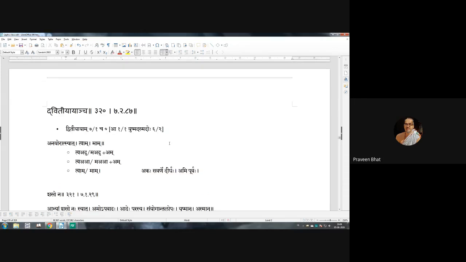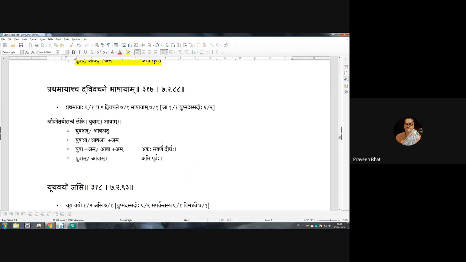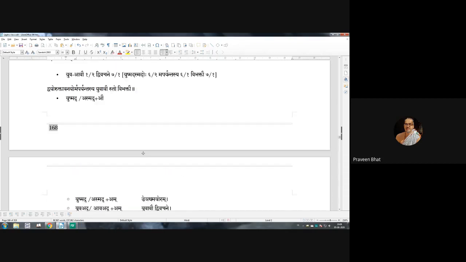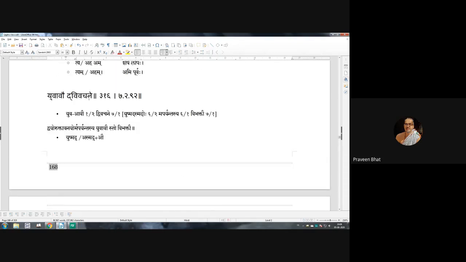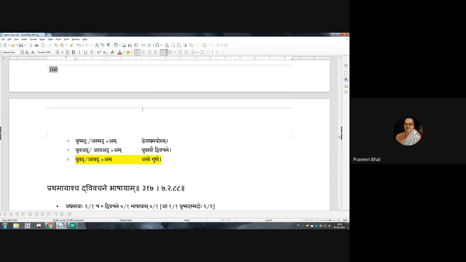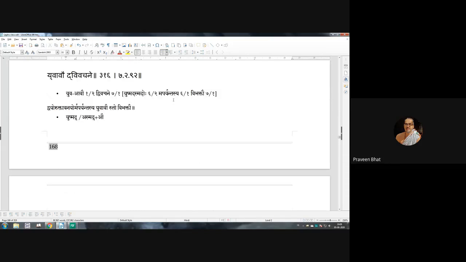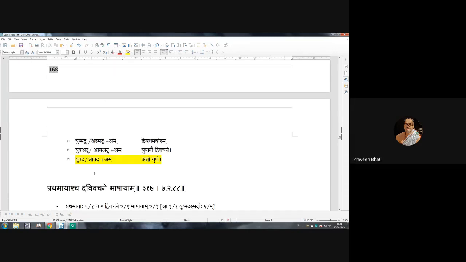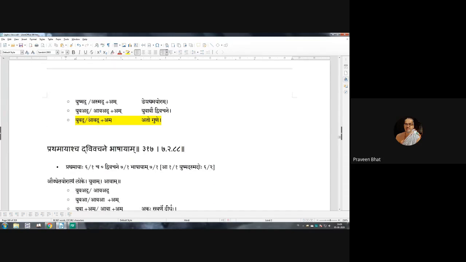Then we had this for Dvitiya Dvivachana, we have a sutra here: Prathamayaccha Dvivachane Bhashayam, you get Yuva. So here, Yuvavo Dvivachane would have given Yuva and Ava. So in Yushmat Shabda, you will get Yuvam. And in Asmat Shabda, you will get Avam. It's a little confusing doing both together. So anyway, I'll try to separate this out. So we got the forms.